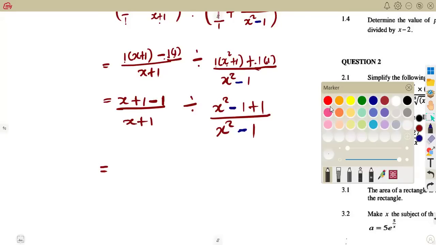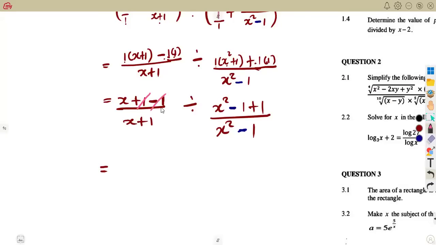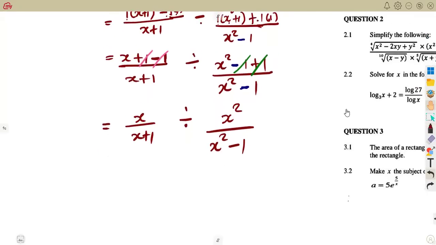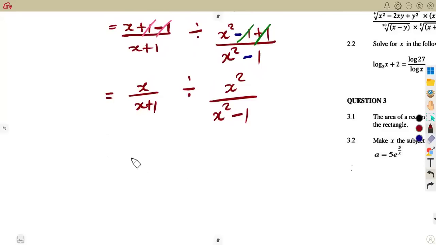So let's get rid of your numbers here. The 1 minus 1, that's a 0 there. So you're going to remain with what? That will be x over x plus 1 divided by. Let's consider here, you've got like terms there. Minus 1 plus 1, that will cancel. And you've got x squared over x squared. Remember, this is what? Minus 1. Okay. So with this part, we have a single fraction. We also have a single fraction here. So we can introduce our multiplication. So multiplication now is best because we've got single fractions.